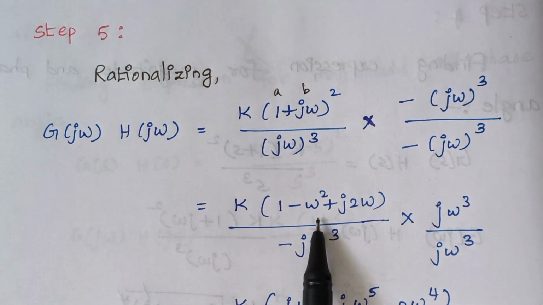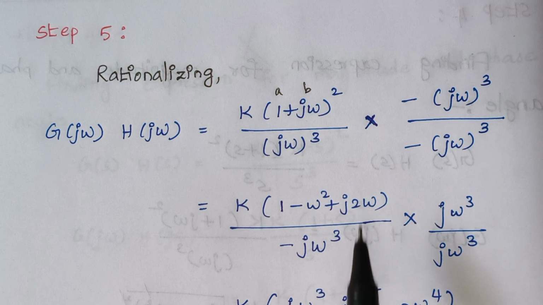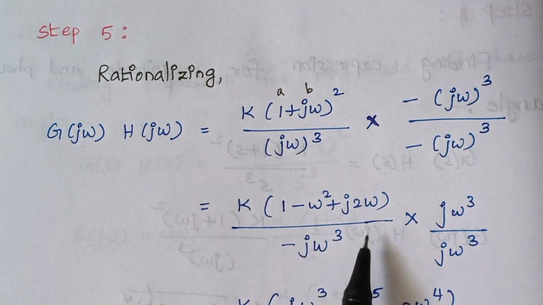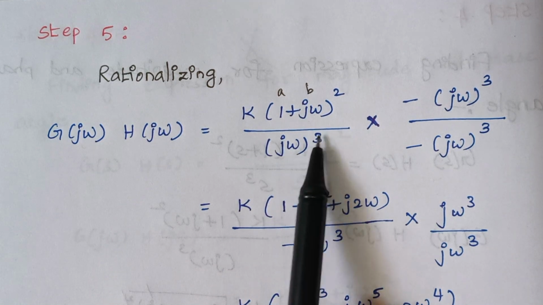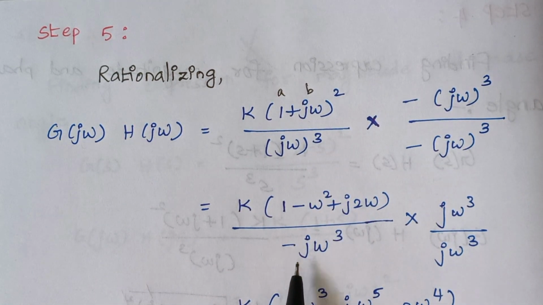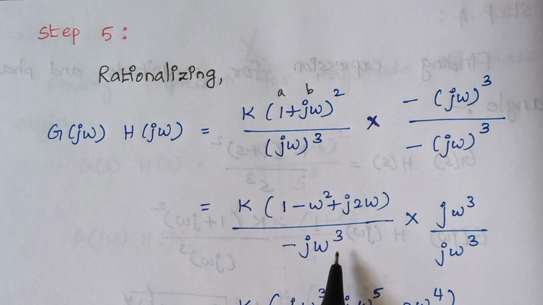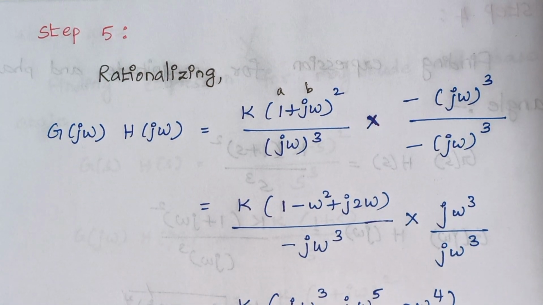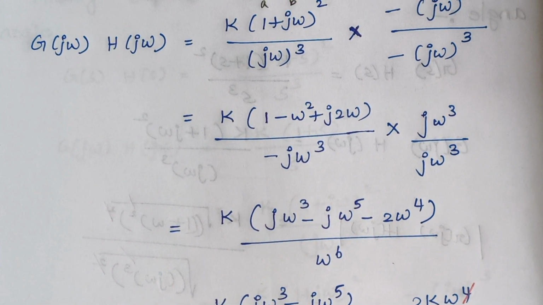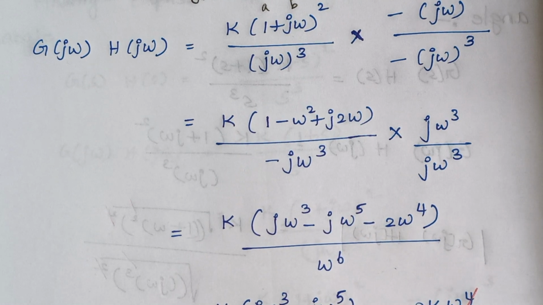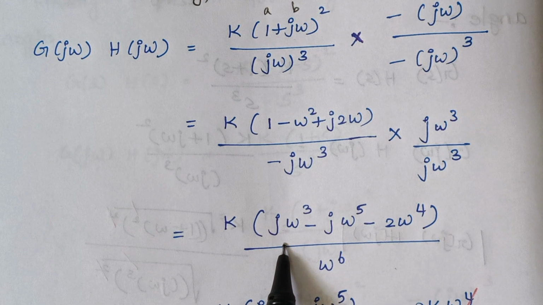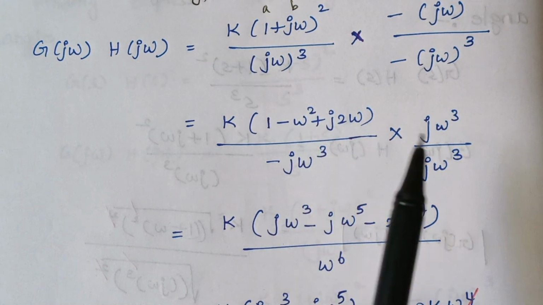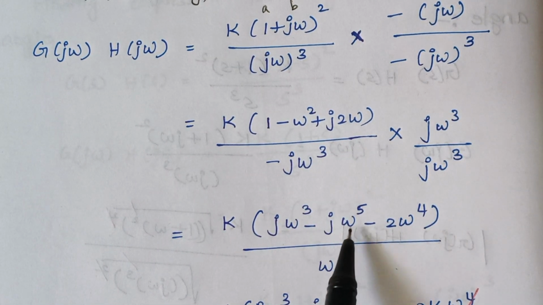So here I had written plus 2ab. So plus 2 into 1 into j omega. So here I had written as j2 omega. Right. And again j cube. J cube is nothing but minus j and omega cube is omega cube. Right. Then the next thing is we are going to multiply the terms. So here as usual 1 into j omega cube. Similarly minus omega square into j omega cube minus j omega 5.